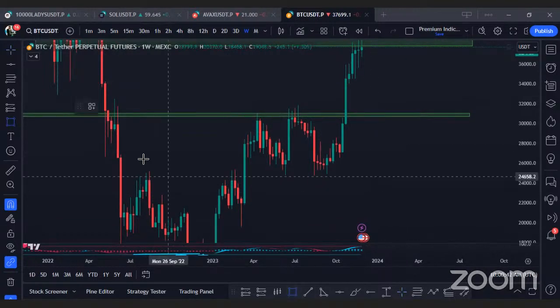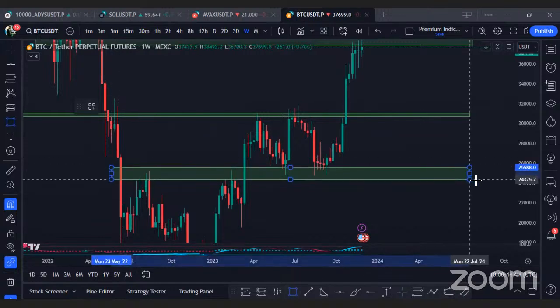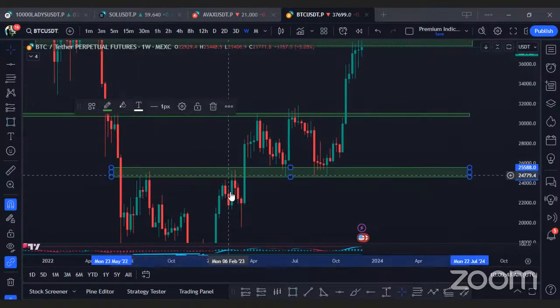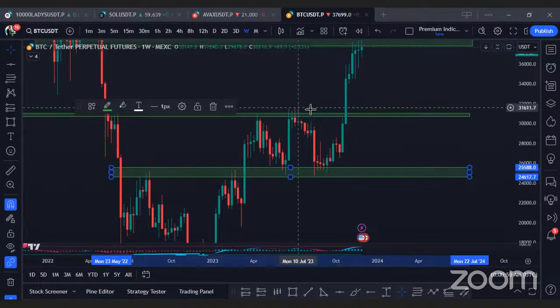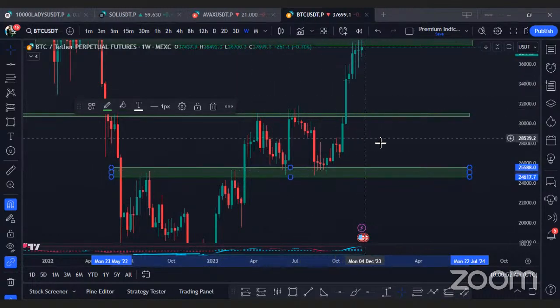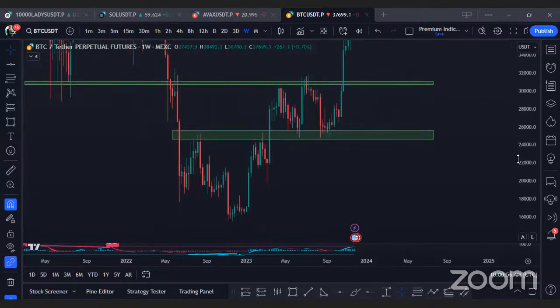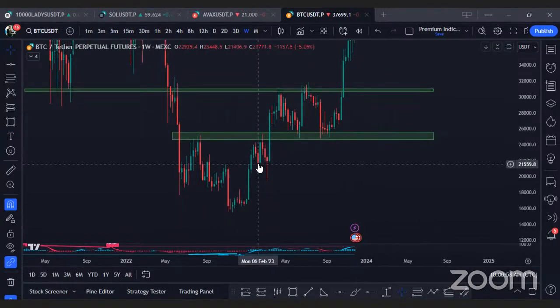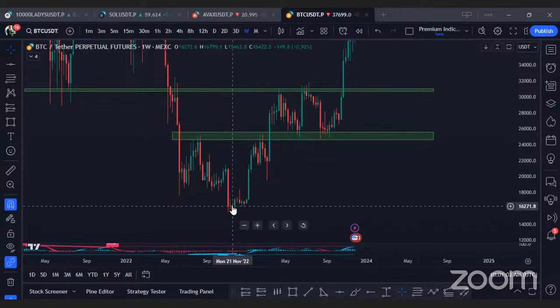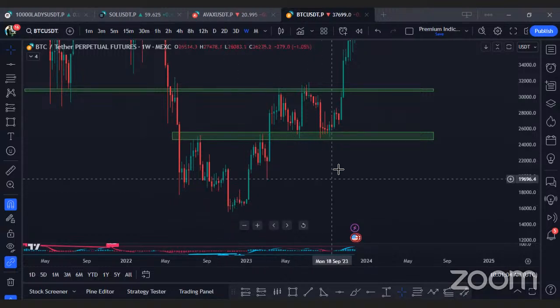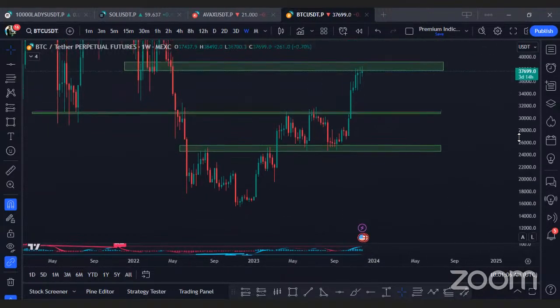Okay, we want to equally pay attention to this zone here, right? Here, you see, it was previously a resistance, it became a support, and then we broke out. So you want to equally pay attention to this area here. And if it continues to drop, another area you should be looking at is this area of 21,000, okay? And then you can get down to that area of $16,000 or $15,000 level, all right?